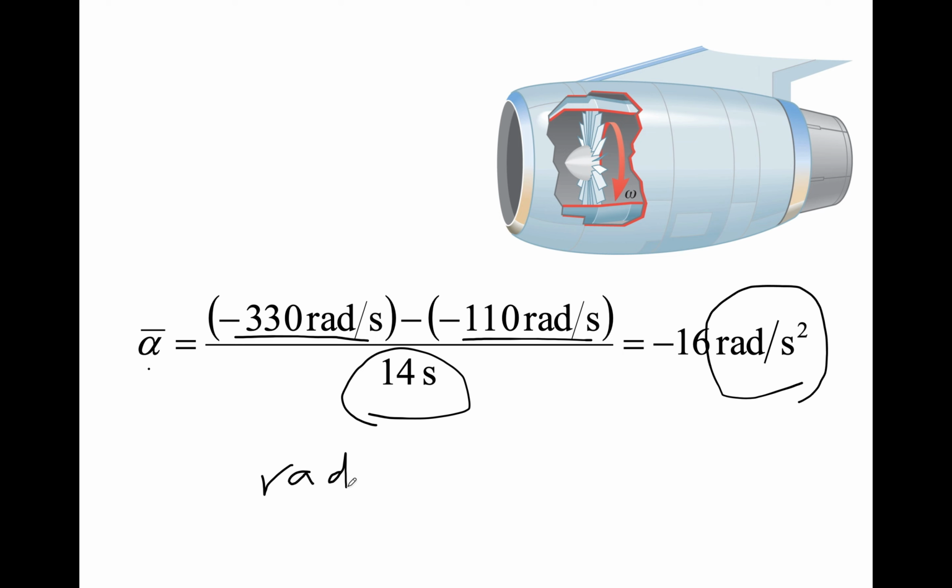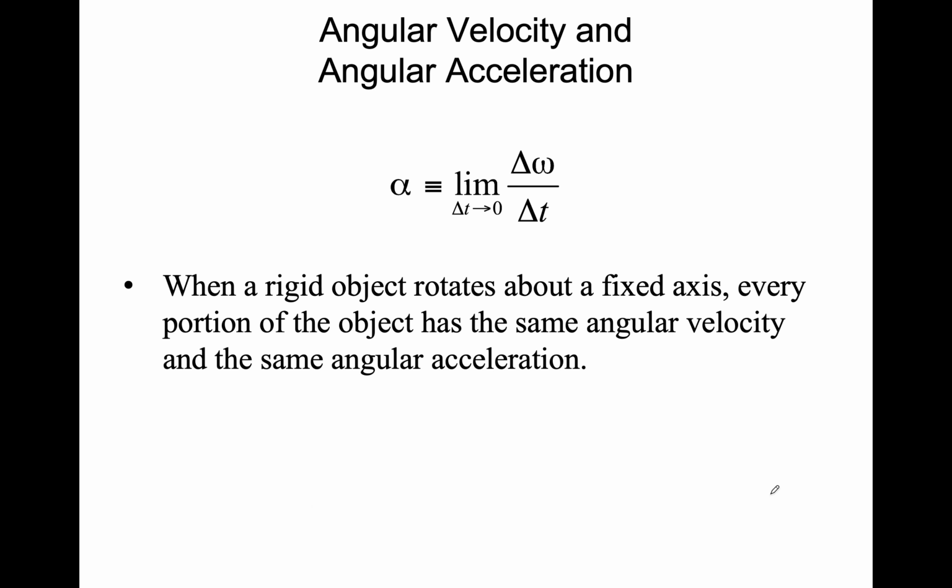The unit radian doesn't have, actually the dimension is 1. The dimension of angle is 1. So actually the dimension of angular acceleration is 1 over t squared, and the dimension of angular velocity is 1 over t. If we take the time interval to be very small, then we get instantaneous angular acceleration.